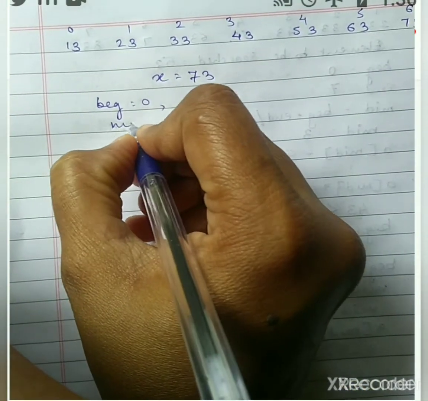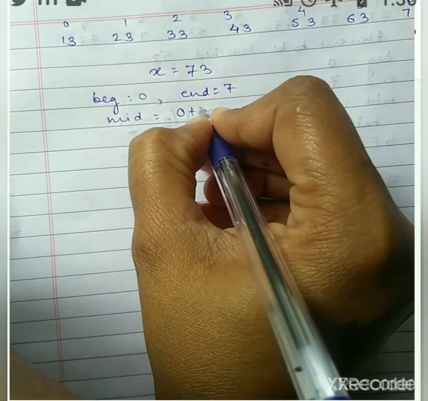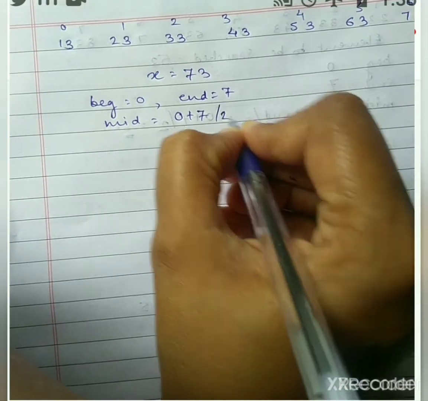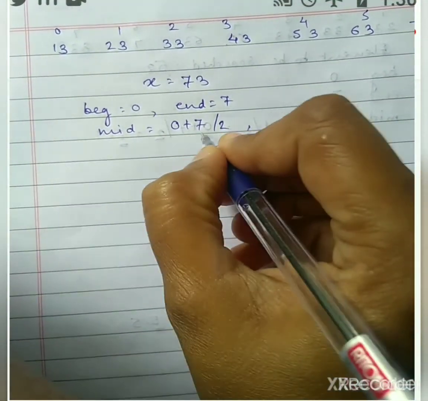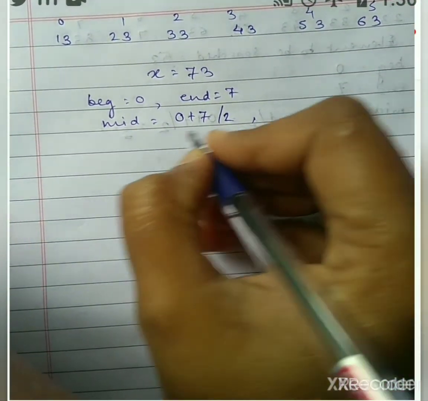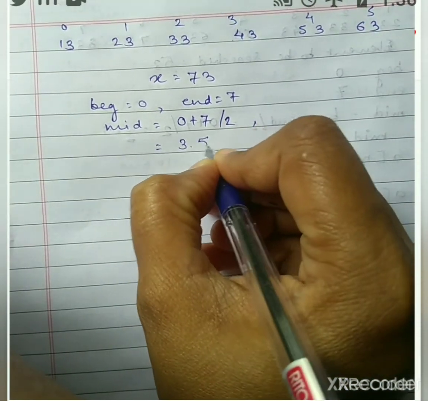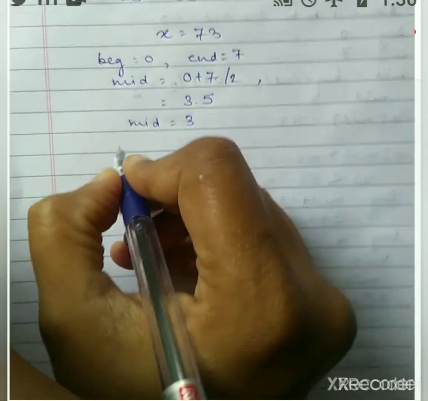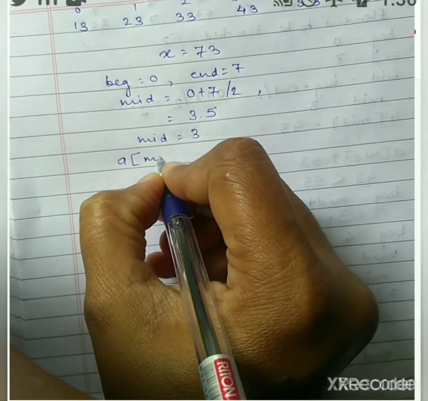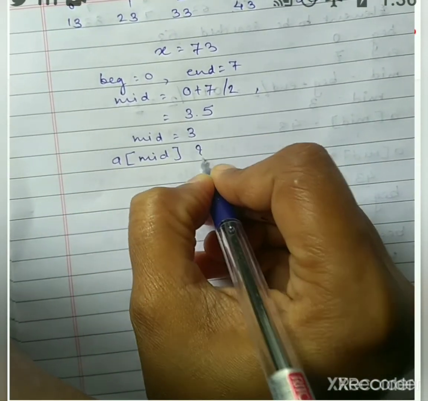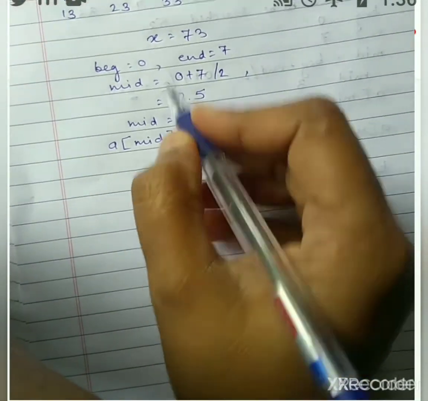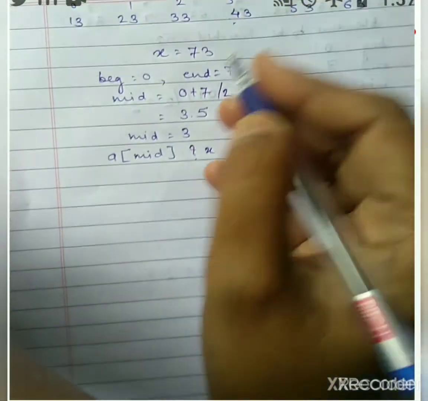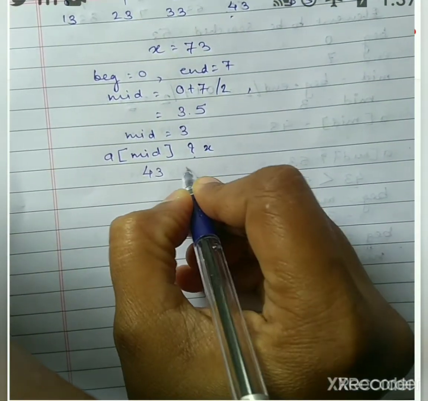I will directly write down the values. So you know the formula, it is beginning plus end divided by 2. So the answer will be 3.5. We have to take it as 3. So the mid is equal to 3. We have to find the middle element and compare it with x. So A of mid, that is A of 3, is 43. 43 we have to compare with the element 73. 43 is less than 73.